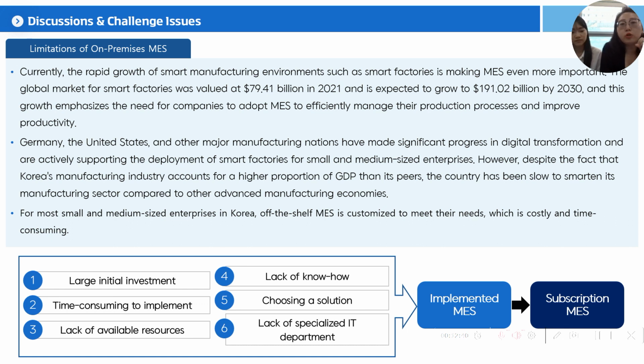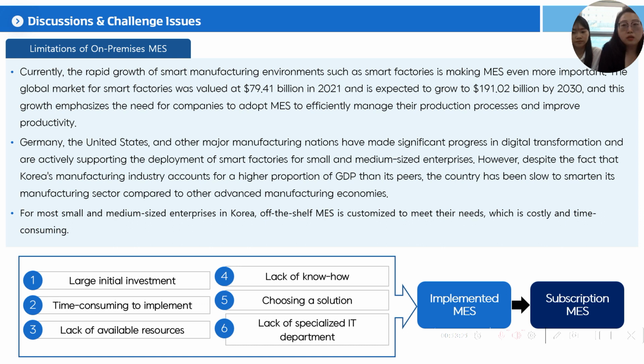The global market for smart factories was valued at $79.41 billion in 2021 and is expected to grow to $191.02 billion by 2030. This growth emphasizes the need for companies to adapt MES to efficiently manage their production processes and improve productivity. Germany, the United States, and other major manufacturing nations have made significant progress in digital transformation and are actively supporting the deployment of smart factories for small and medium-sized enterprises.